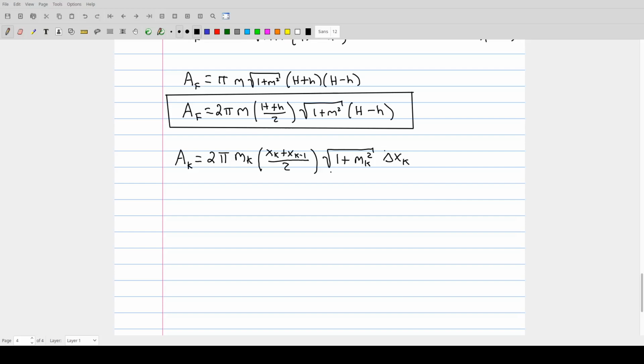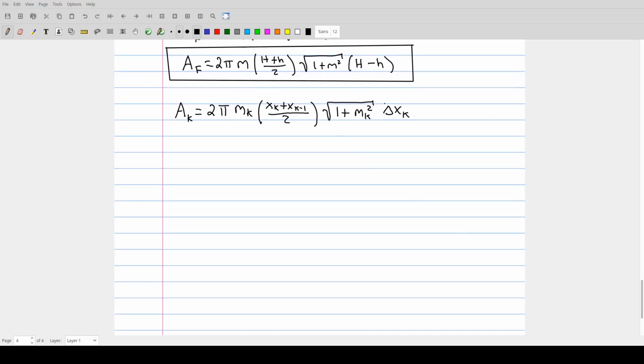1 plus the square root of 1 plus mk squared, where mk is the slope of the kth frustum. Xk plus xk minus 1 over 2 is the midpoint of the kth frustum. And mk is the slope of the kth frustum, coming directly from the area formula that we derived for a general frustum. Remember that mk is delta yk over delta xk.